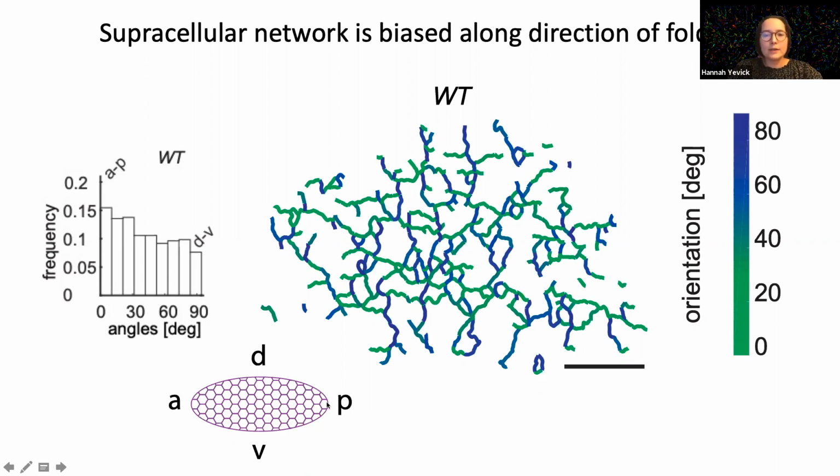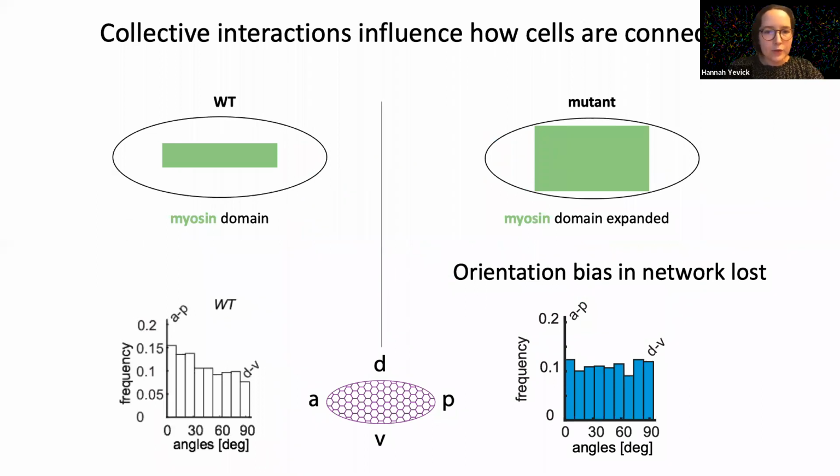And what we see is that there was a bias in the orientation of edges in the network, where more edges were oriented along the AP axis compared to the dorsal ventral, or DV axis. So then we wanted to understand if, similar to wires, global tissue geometry could impact the local organization of edges in our network. So to do that, we changed the tissue geometry.